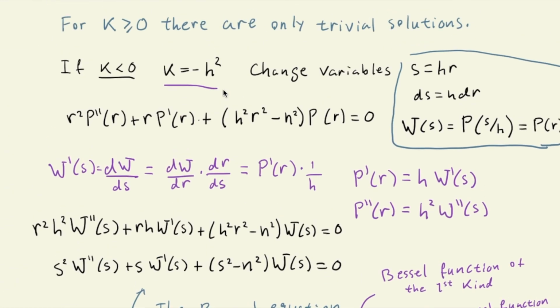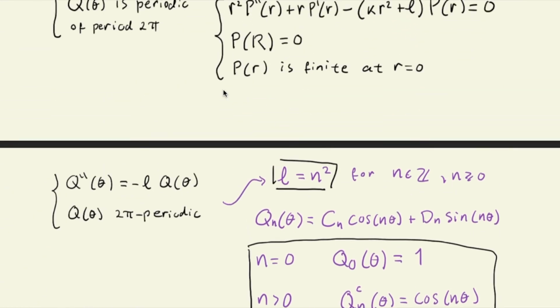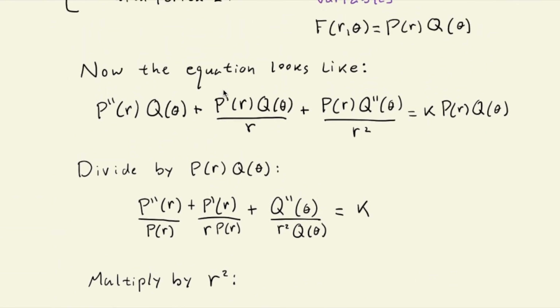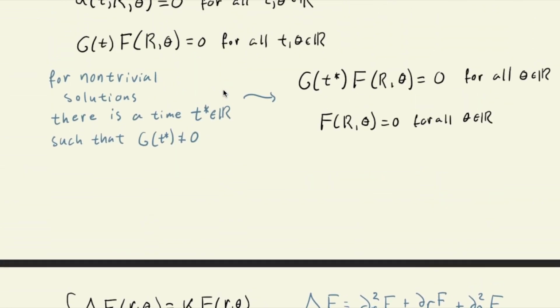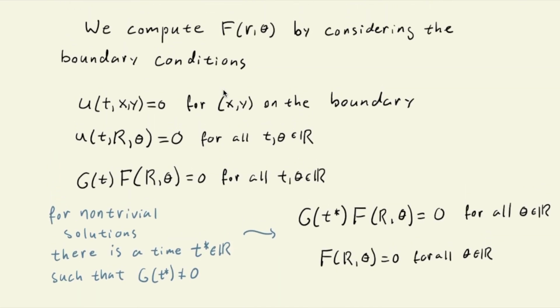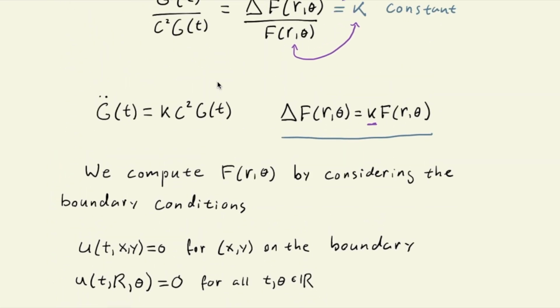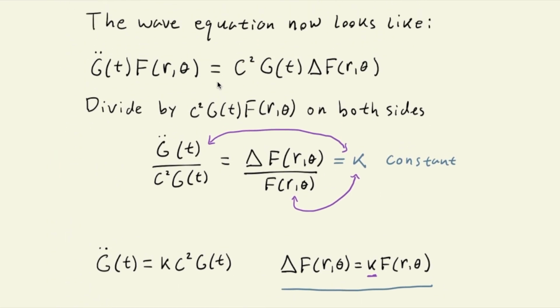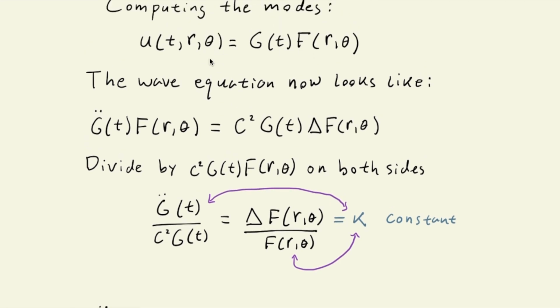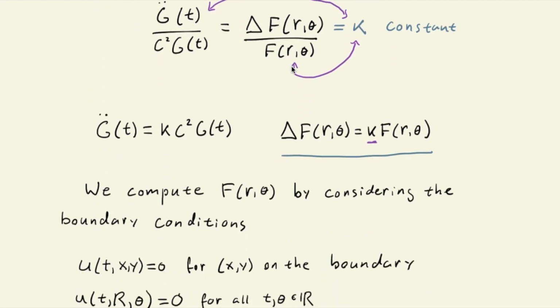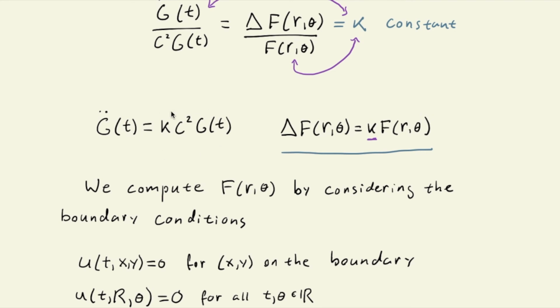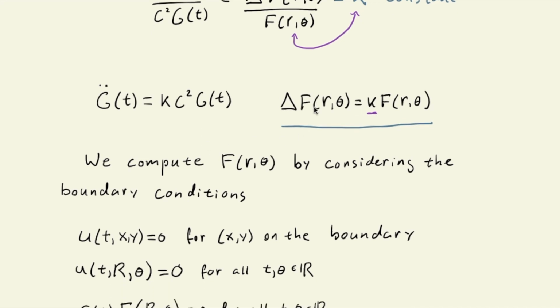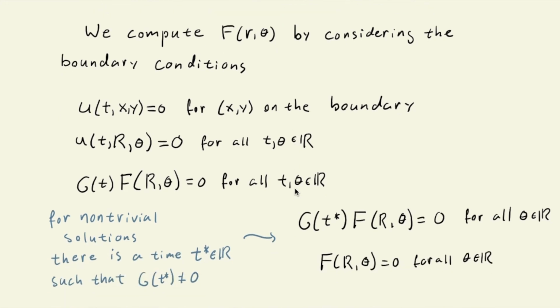Let me go back up. We did a lot of math. Okay, so we did the separation of variables, right? We wrote u as g times f way in the beginning. We found these two equations, one for f and one for g, and we said we'll do g last. So now we're at the time where we're going to do g. But we already solved the problem for f, right?